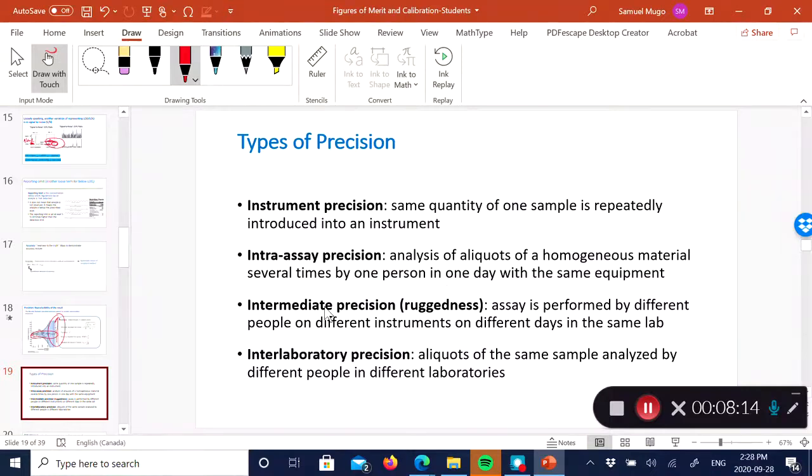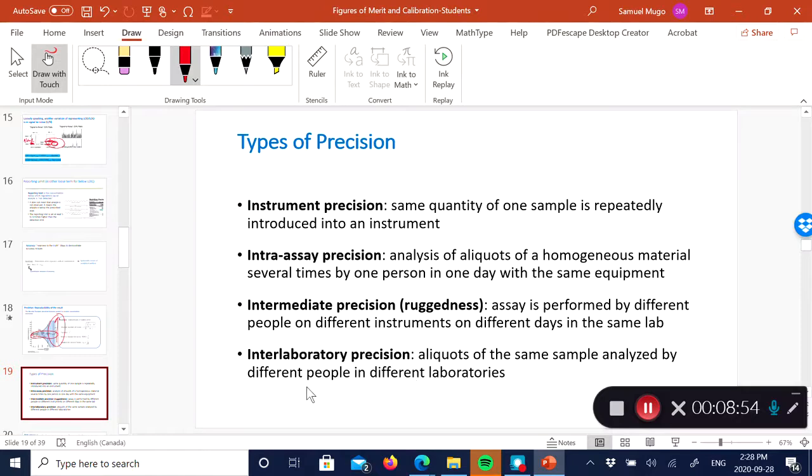Now, a much more robust method of determining precision is what they call the ruggedness or intermediate precision. And so this is where you take an assay, and then you get multiple technicians to analyze that assay using different instrumentation, but you do it in the same lab, on different days. So you can see it's a bit more robust. So you do it in the same lab, but different technicians are running that assay using different instrumentation.